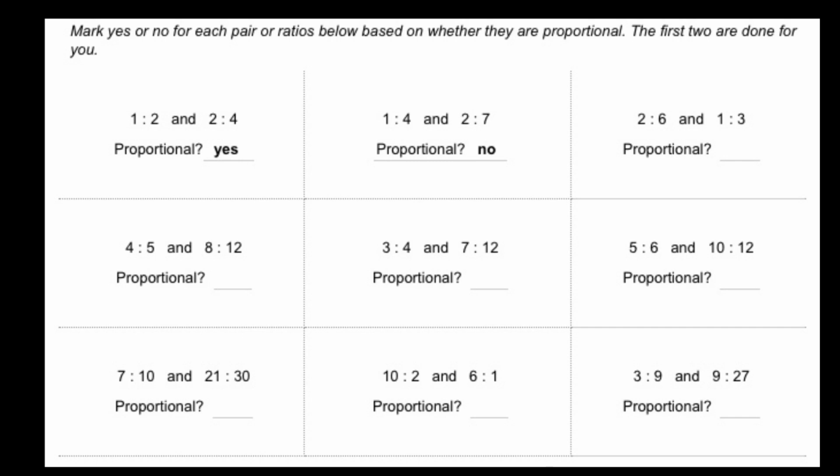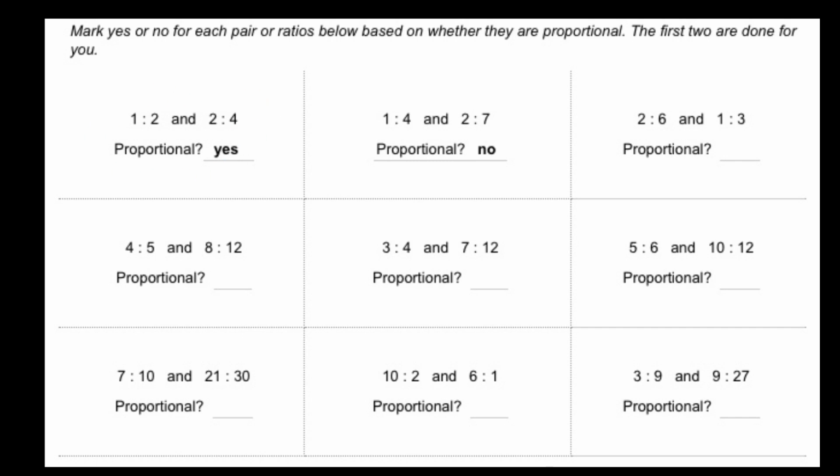do everything in turn. So today's problem is to mark yes or no for each pair of ratios below based on whether they are proportional. The first two are done for you. So let's analyze what we see here.